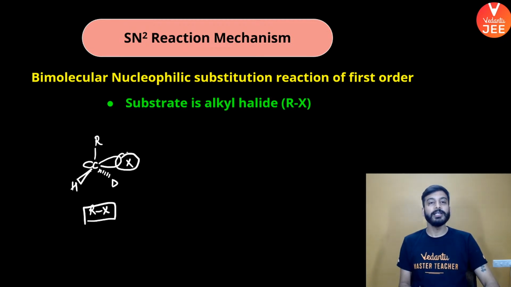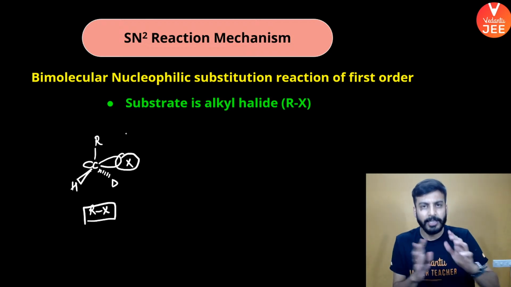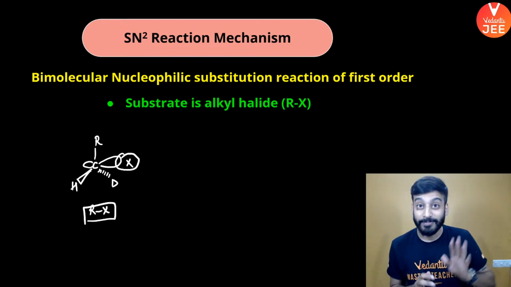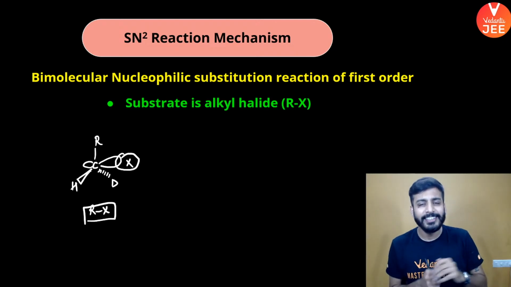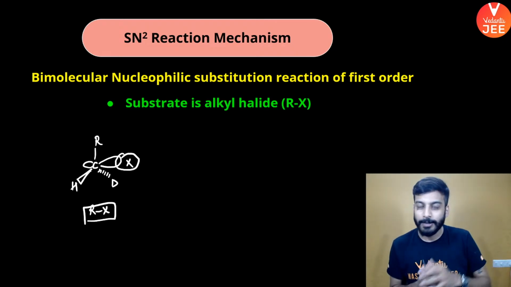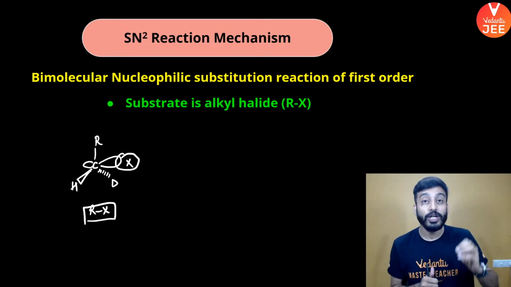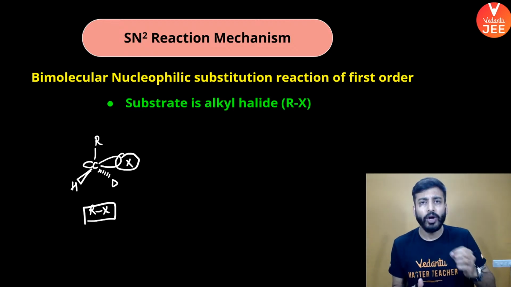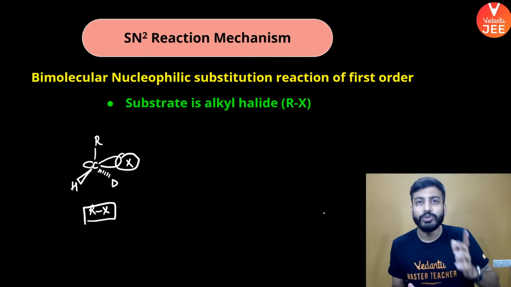Now what happens here in the SN2 reaction? Let us understand. The SN2 reaction happens in only one step. That is kind of ironical. This reaction will be over within one step. SN stands for nucleophilic substitution reaction, which is having the order 2. So, bimolecular nucleophilic substitution reaction.